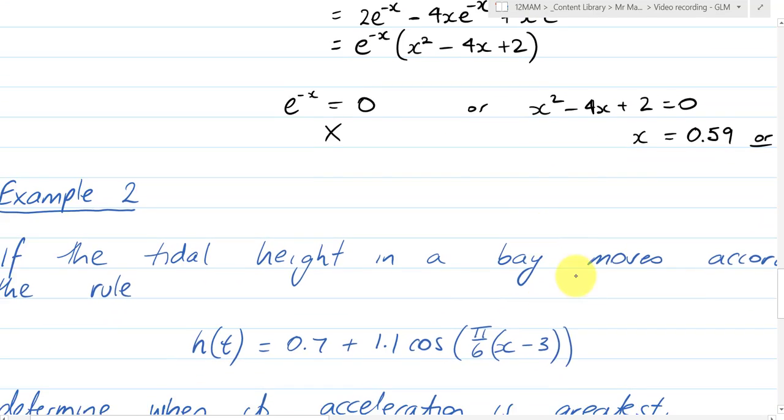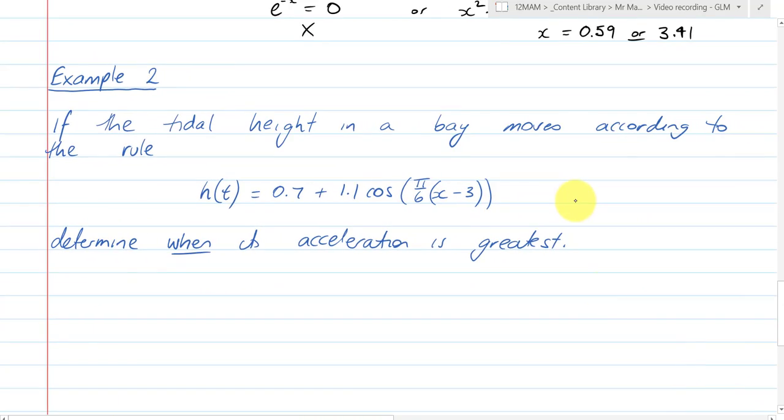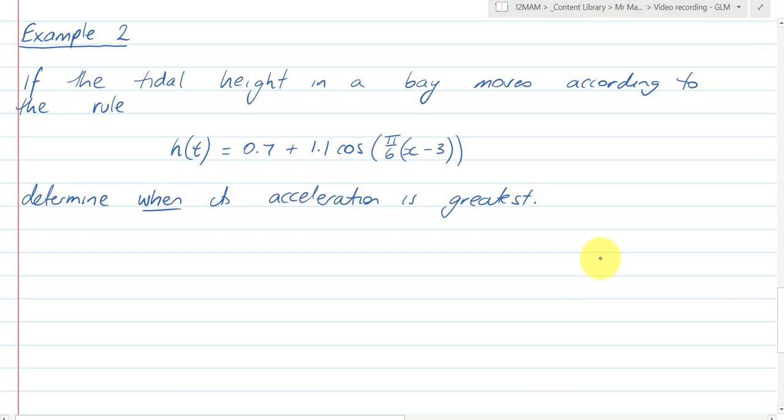Now let's have a look at a second example. Example 2. If the tidal height in a bay moves according to the rule h(t) equals 0.7 plus 1.1 cos of pi on 6 x minus 3, determine when its acceleration is the greatest. So this is a kinematics type question.